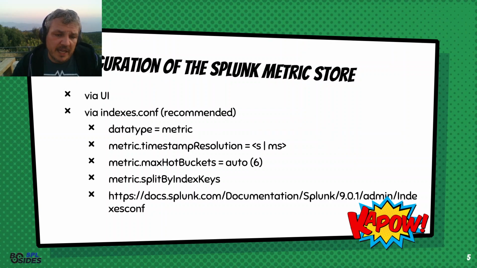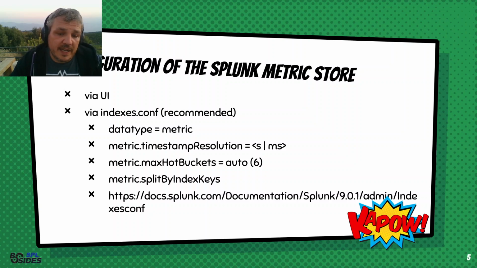It is a normal index stanza that you define in indexes.conf, but it needs the setting datatype equals metric. Without that, it won't be a metric index. There is a specific setting which is also available via the UI, which is timestamp resolution, seconds or milliseconds. Be aware that milliseconds resolution has a massive impact on compute, right? So therefore, most likely you won't need it. Default is seconds. Stick to seconds if you don't know what you're doing.